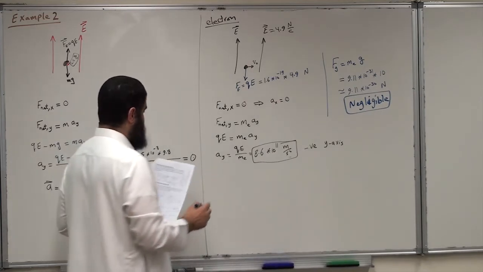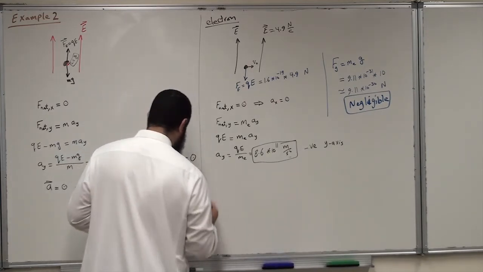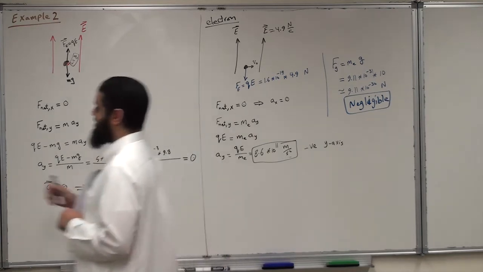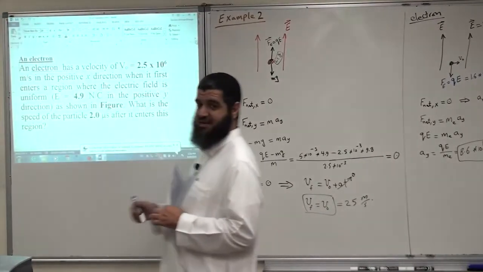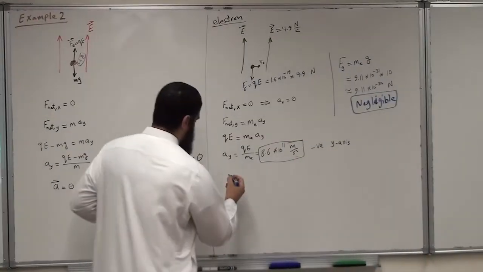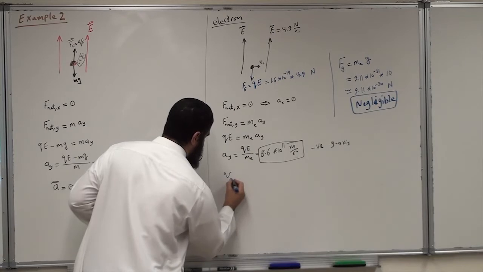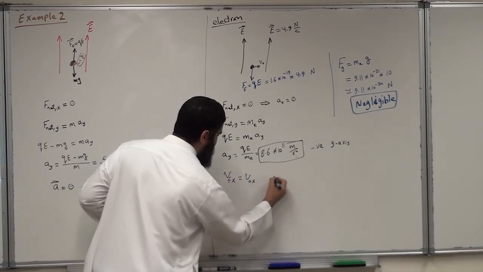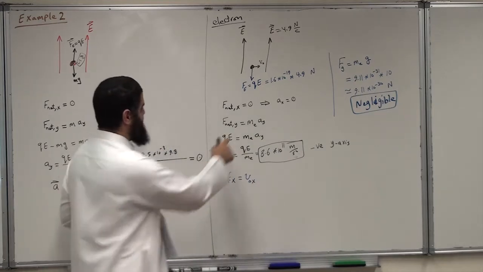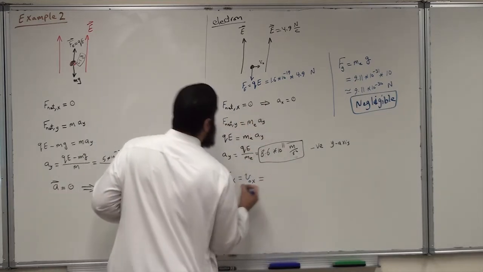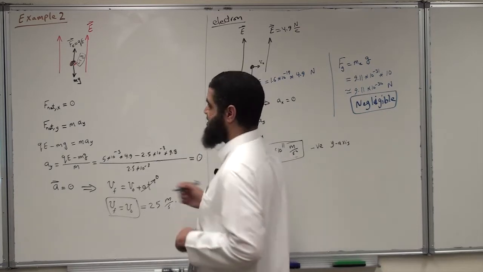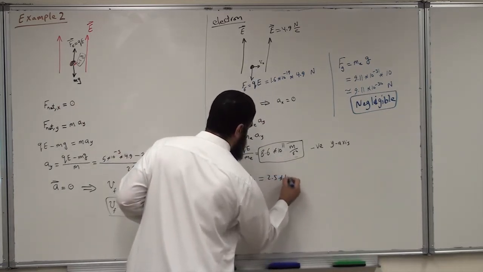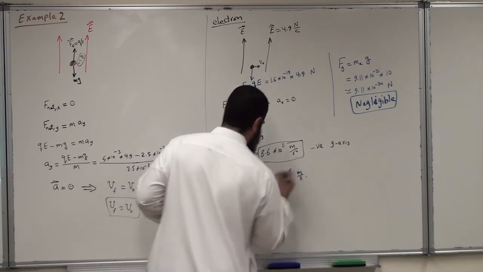Okay, so what is V final, if we would like to find the final speed of the electron after this amount of time, which is 2 microseconds? To do it, what is V final x? V final x will be V0x plus a_x t, but a_x is equal to 0, so this will be the same as the initial speed, and the initial speed is 2.5 times 10 to the power 6 meters per second.